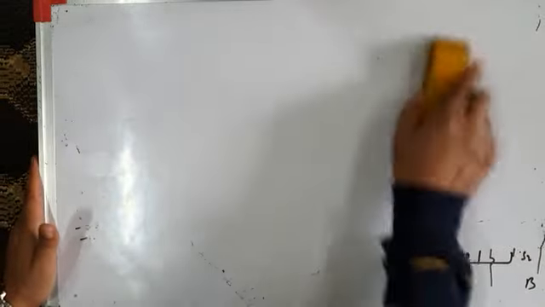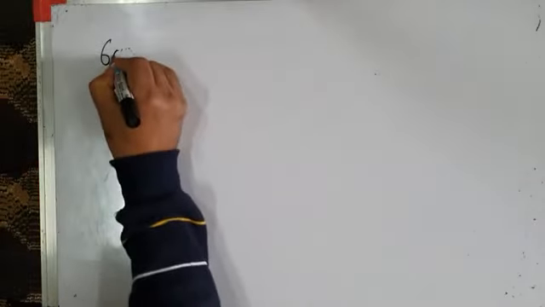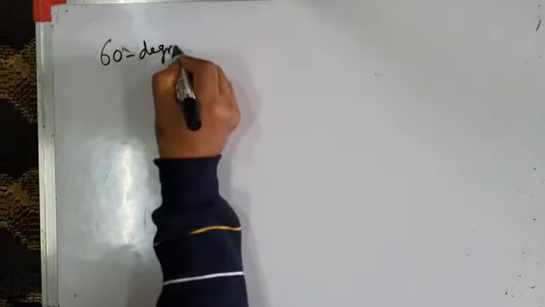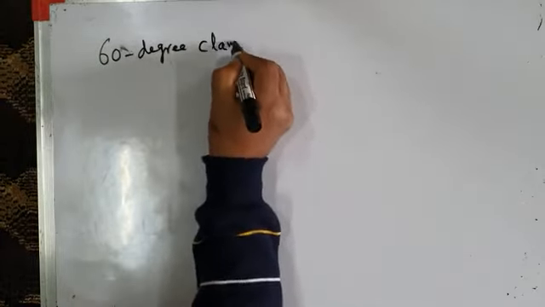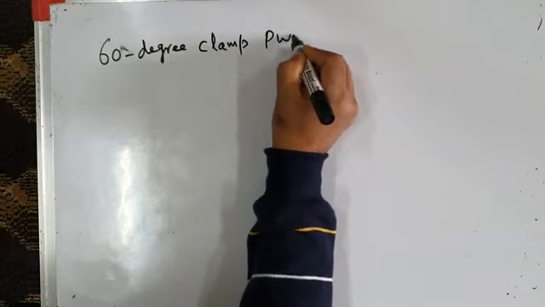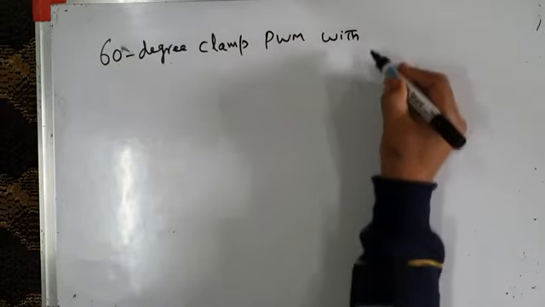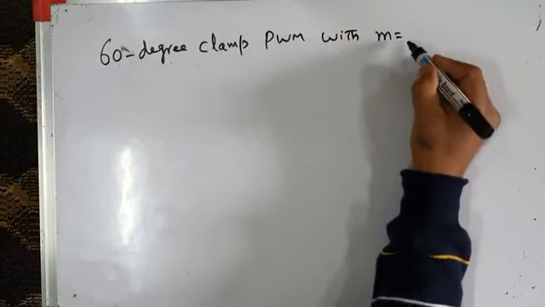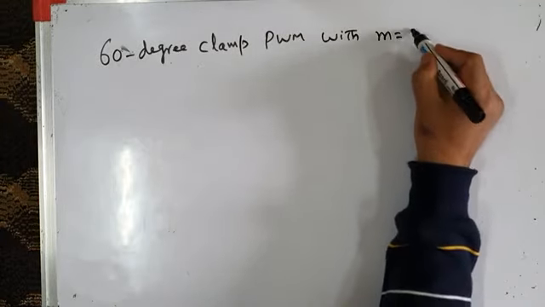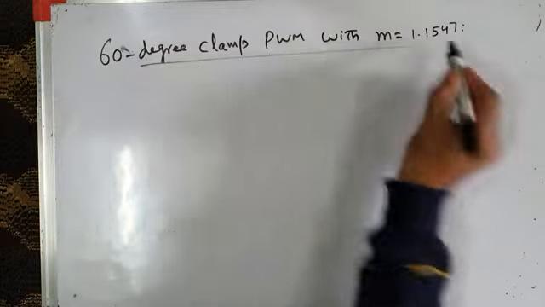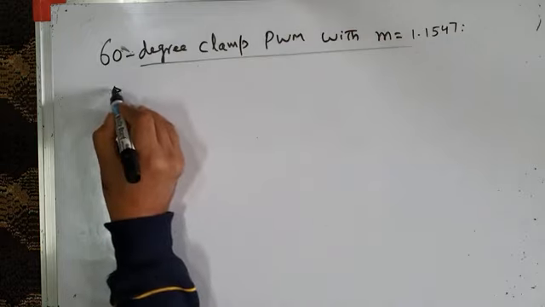The same thing can be achieved. The 60-degree clamp PWM can be achieved if you have a modulating wave whose modulation index is 1.1547. Okay, let me explain it with the help of waveforms again.